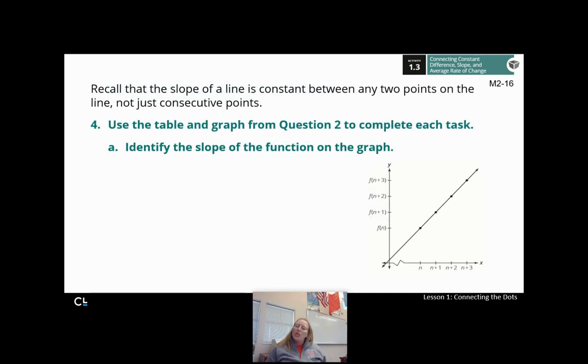So recall that the slope of a line is constant between any two points on the line, not just consecutive points. We used the points next to each other, but I should be able to get the same slope no matter which points I pick. I could pick the first point and the last point, and I should still get the same slope. So real quick, can you draw on the graph again the slope of the function? Where is the slope on your graph? Go ahead and hit pause, draw it on the graph, and then hit play when you're ready to check your work.